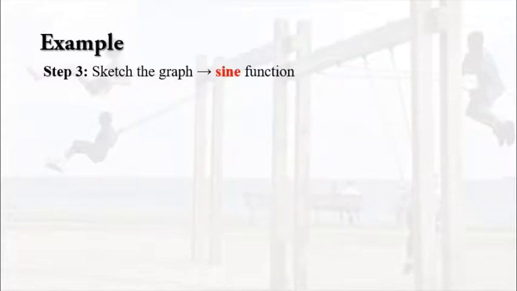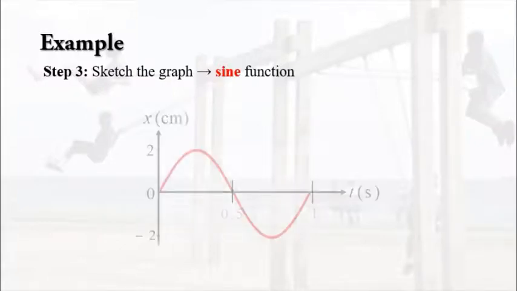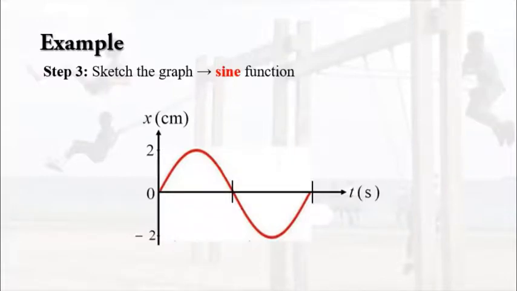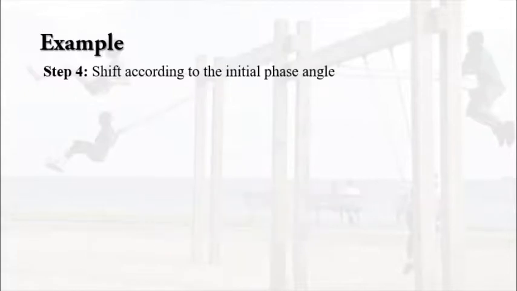So step number 3, you sketch the sine function. Given the equation is in terms of sine function, you don't have to look at the initial phase angle yet in your step number 3. You're just going to sketch the general shape, based on the function used in the question. So you have a sine function, therefore you just put the graph of sine on your axes first. Then we'll proceed to step number 4. In step number 4, we are going to shift the graph according to the initial phase angle.